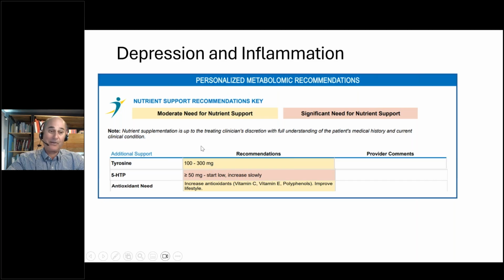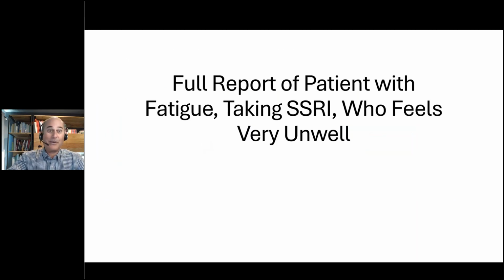So 1,000 milligrams 3 times a day, 5-HTP, somewhere between 100 and 300 at night. If you don't know what you're doing, then stick with these, or get into a class, like take my class, take someone else's class, find a doctor that can help you with the dosing.